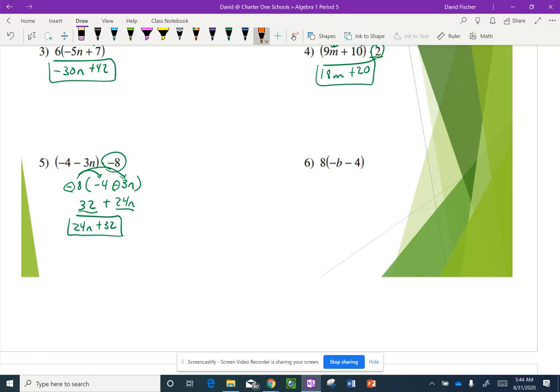Over this one, 8 times, there's really a 1 in front of that, so really it's 8 times negative 1, is one way to think about it. So it's a negative 8b's. Now I have 8 times a negative 4, which is a minus 32.